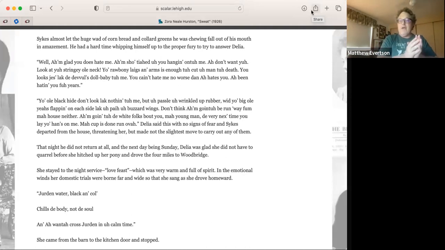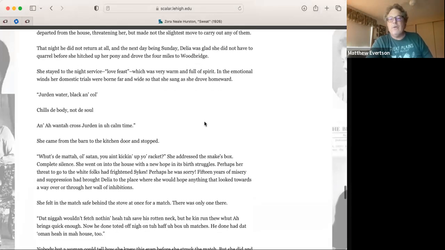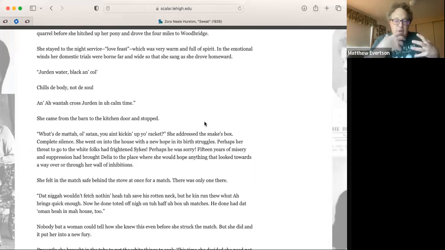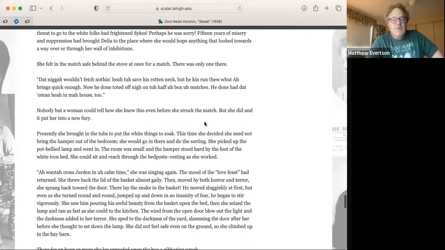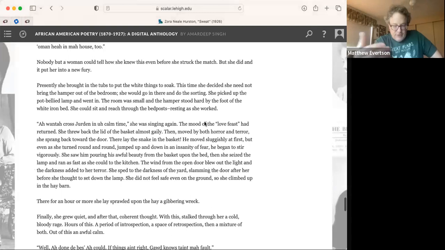So this brings the story to a head. So now Sykes knows he has to do something. She goes off to Woodbridge to do her church, and she comes back and she's singing. So this brings us to the climax of the story.